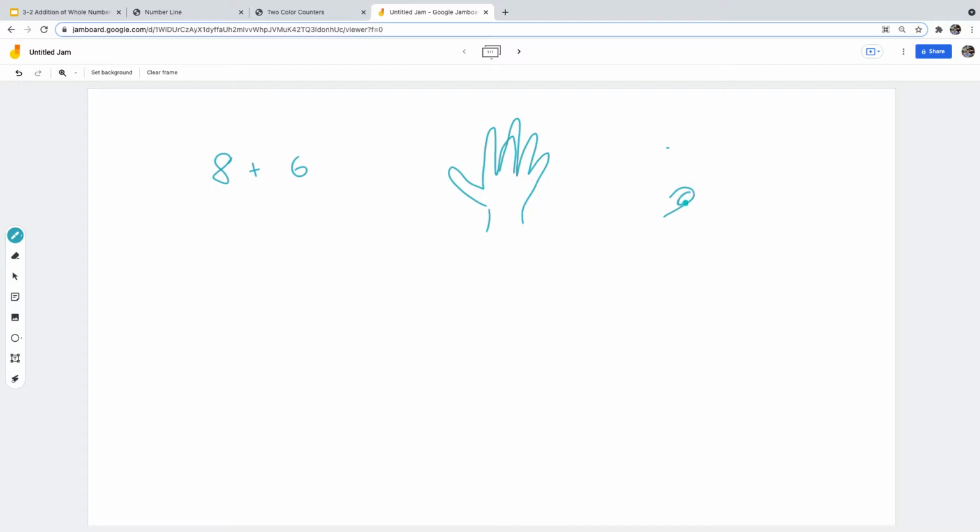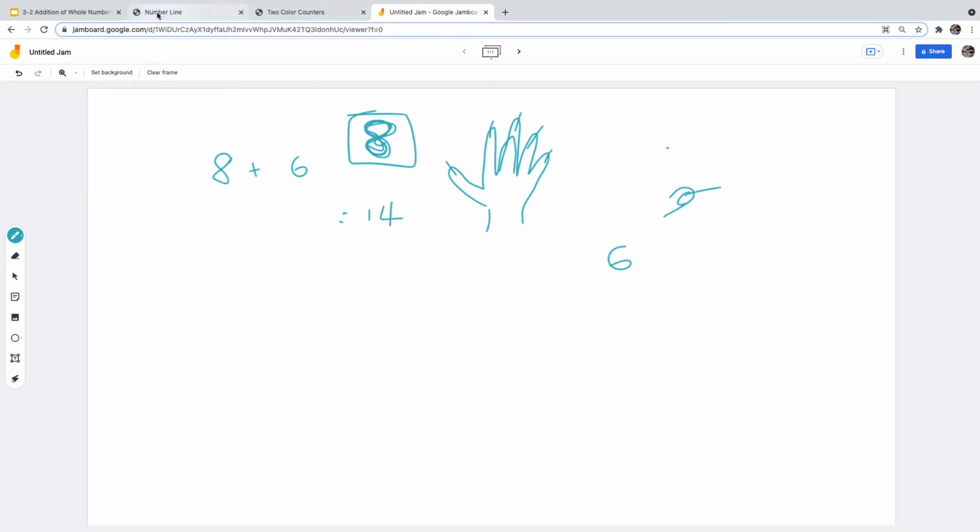This is my thumb. So I have 6 here, and I already had 8 in my mind. Right? And I counted on from 8. 9, 10, 11, 12, 13, 14. So 8 plus 6 is 14.